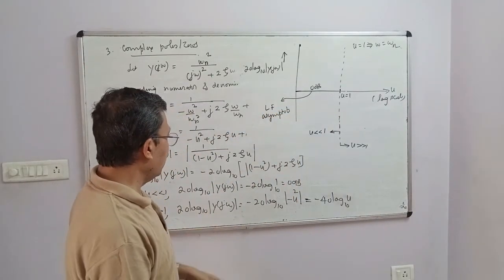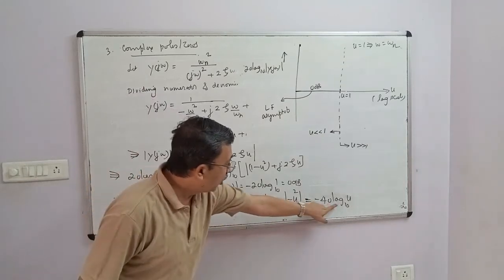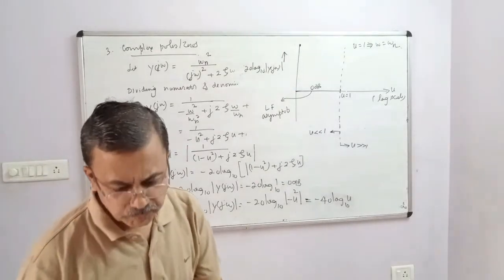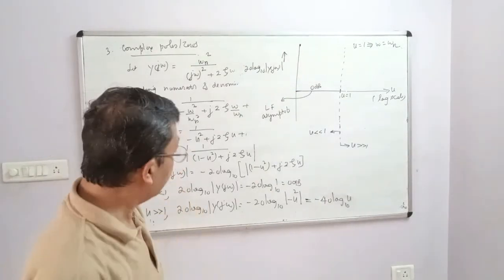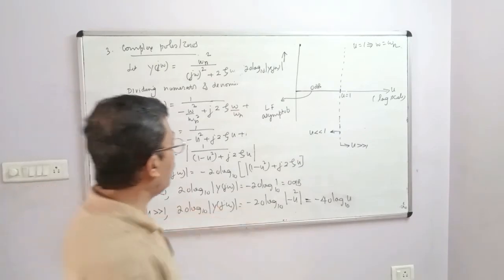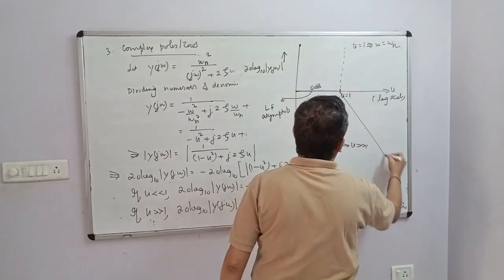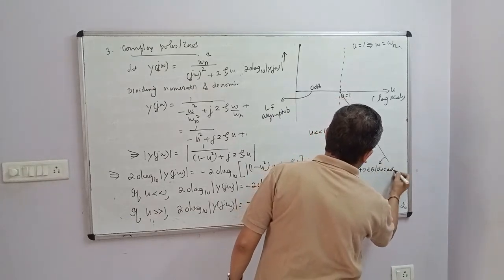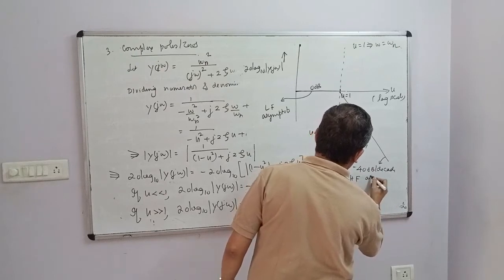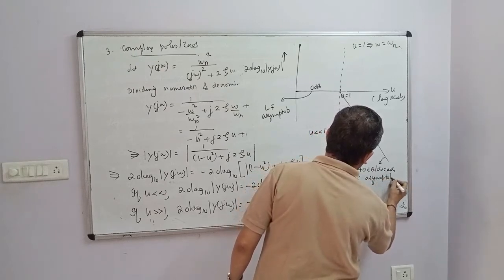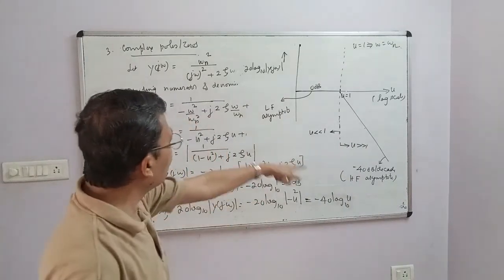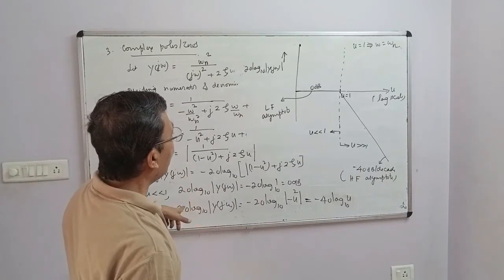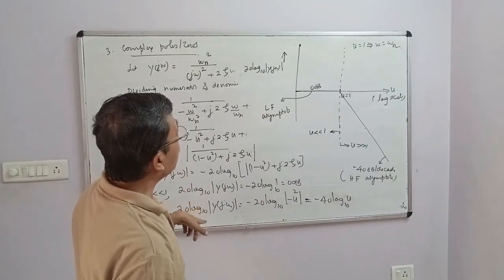For u greater than 1, you get the high frequency asymptote. Coefficient of log u is minus 40. Therefore, this is a line of slope minus 40 decibels per decade. And this is the high frequency asymptote. So the high frequency asymptote is a straight line of slope equal to minus 40 decibels per decade. Low frequency asymptote is a straight line of magnitude equal to 0 dB.